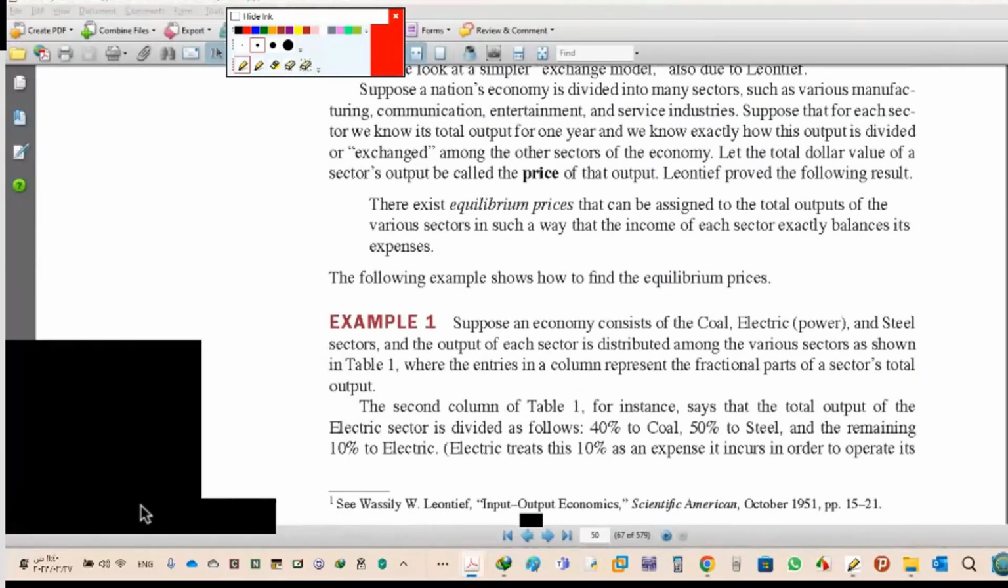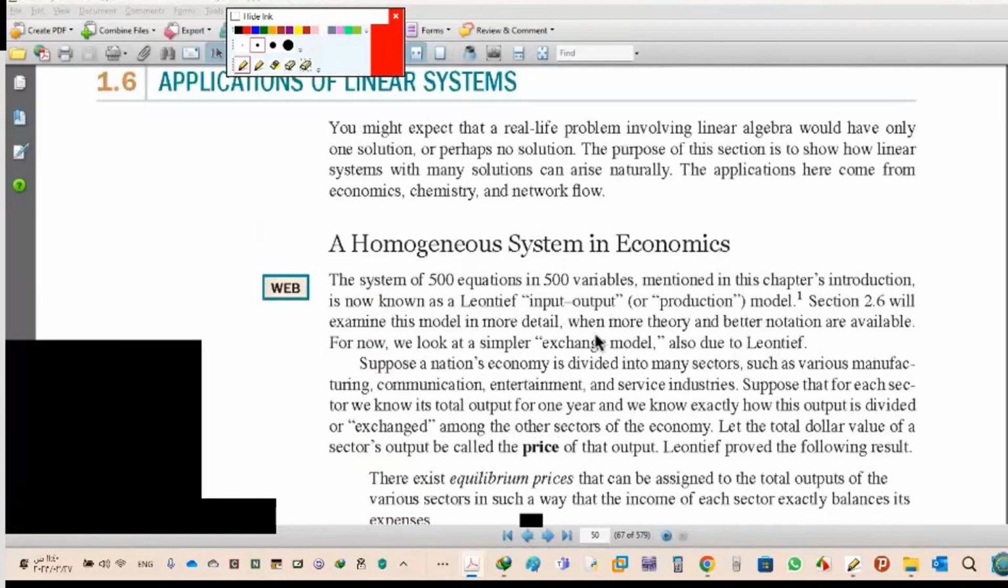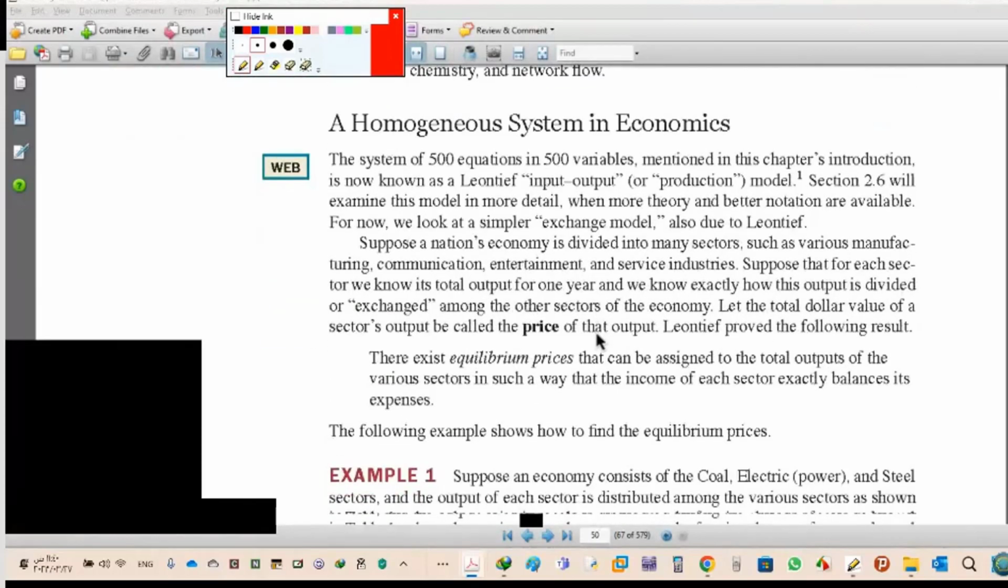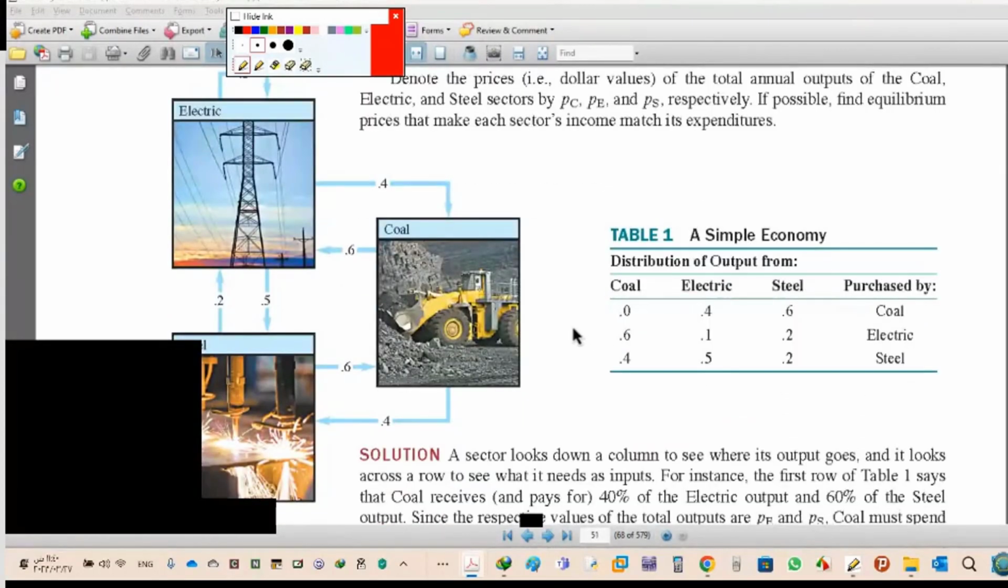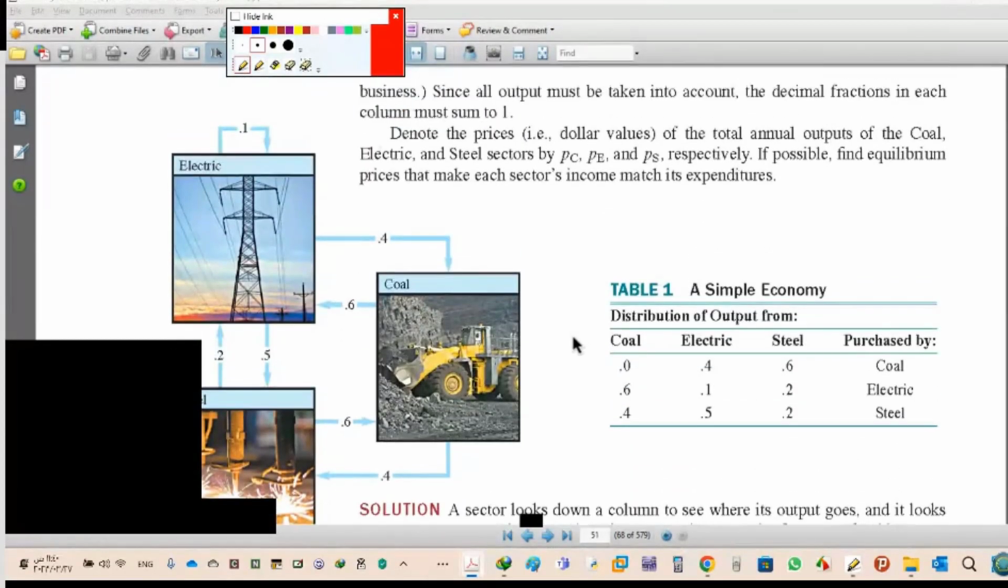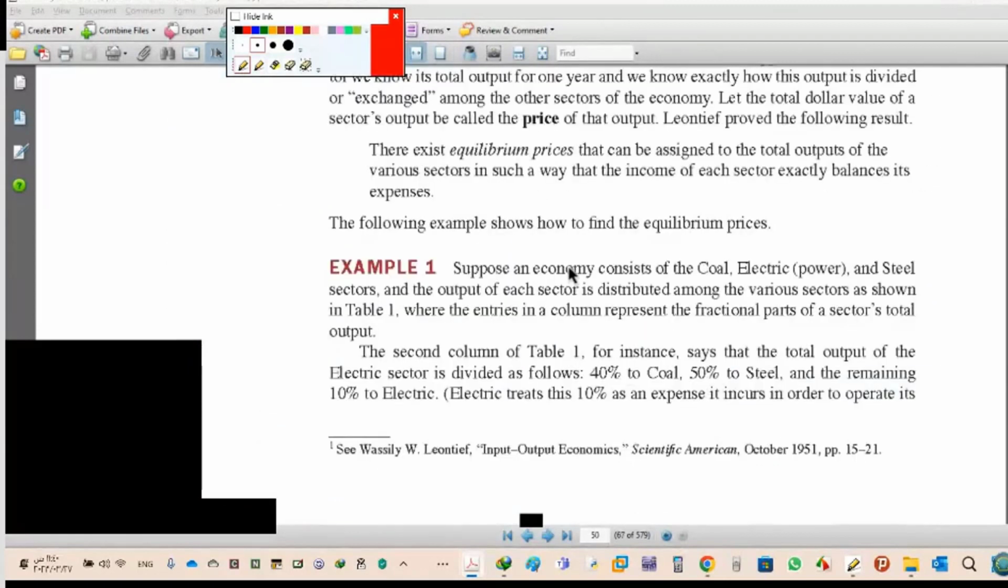Here is how we can also use applications of linear equations in, for example, industry. Suppose an economy consists of coal, electric power, and steel sectors, and the output of each sector is distributed among the various sectors. So here we are talking about power.